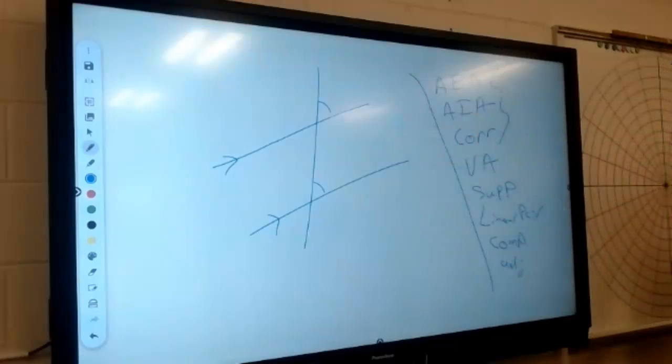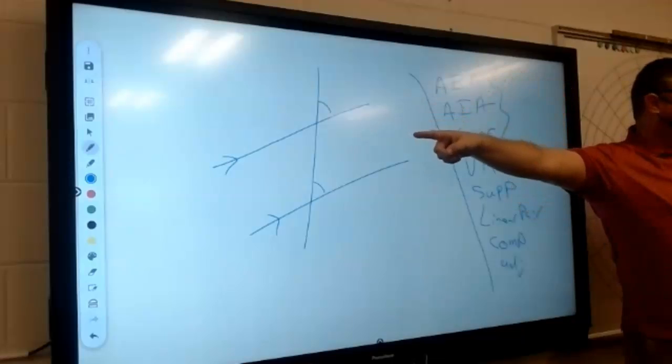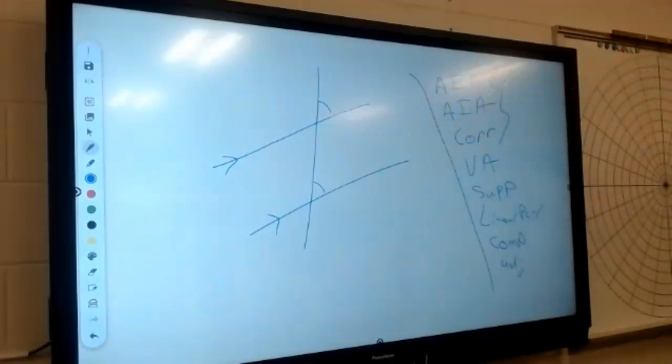Okay. So all you have to do on page 1 is literally choose one of these 3 things that match up with the picture. So question, which one of these 3 is that right there? Is that alternate interior, alternate exterior, or corresponding? I'll throw a guess. Throw a guess. It is not alternate interior.